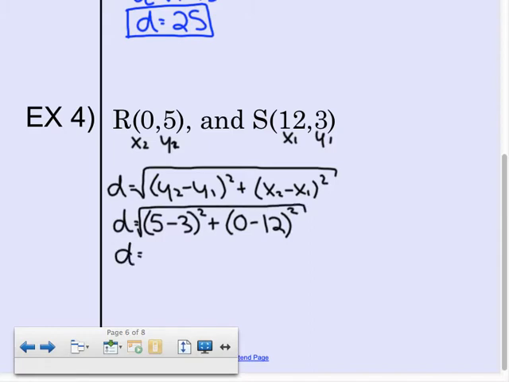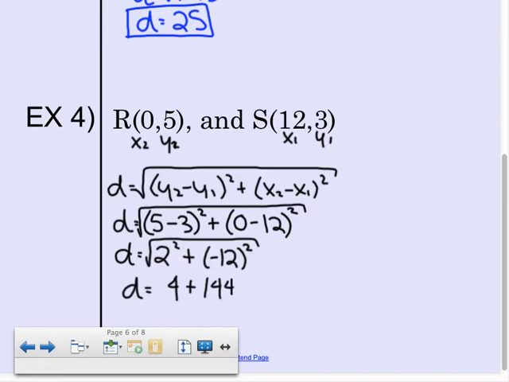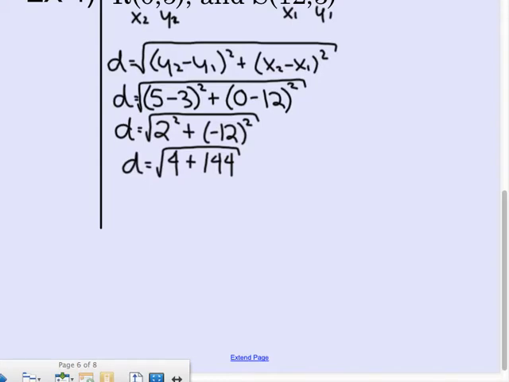Simplify what's underneath the radical. 5 minus 3 is 2, so you're left with 2 squared. Plus 0 minus 12 is a negative 12. Again, write that negative in parentheses so you don't forget it. 2 squared is 4. 12 squared is 144. If you add them together, we have the square root of 148.